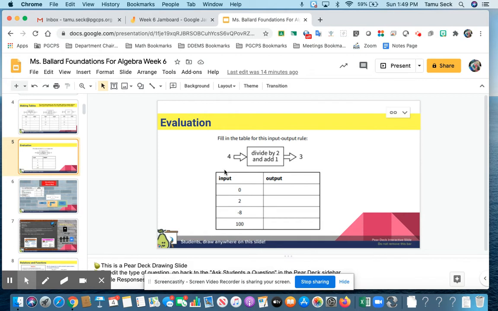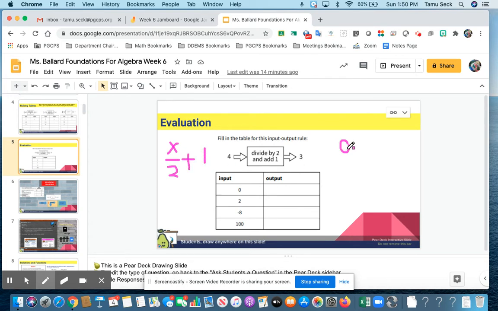For the evaluation, I want you to fill in the table for the input-output rule: divide by 2, and then add 1. So I'll start with 0. Then you divide that by 2. We're taking the input, dividing it by 2, and then add 1.